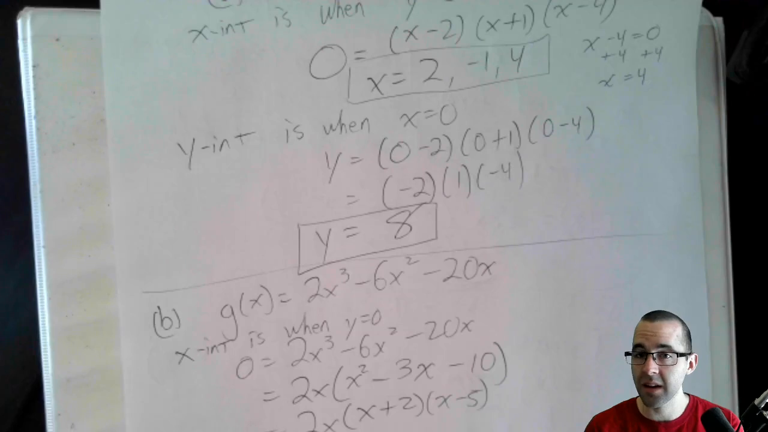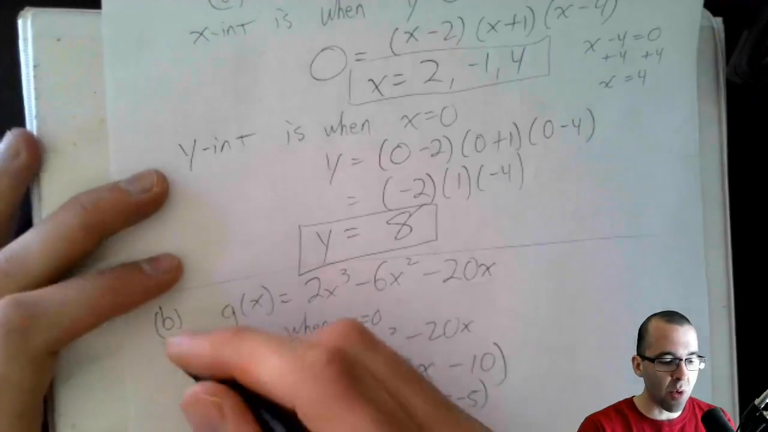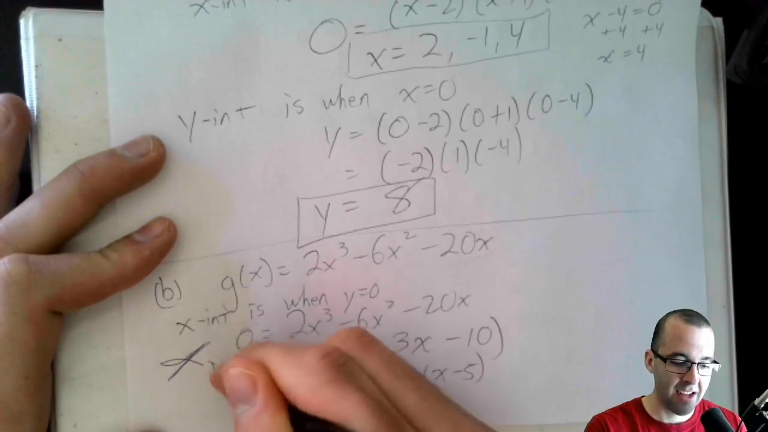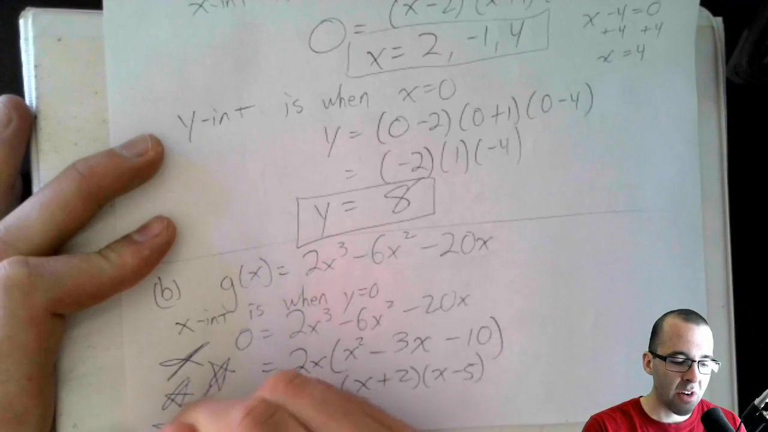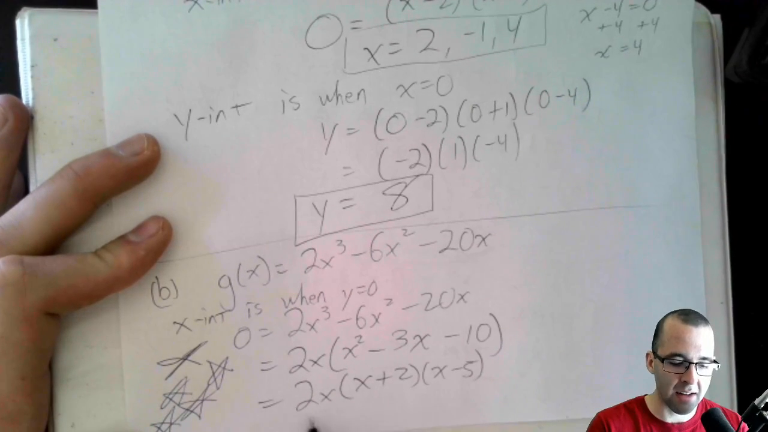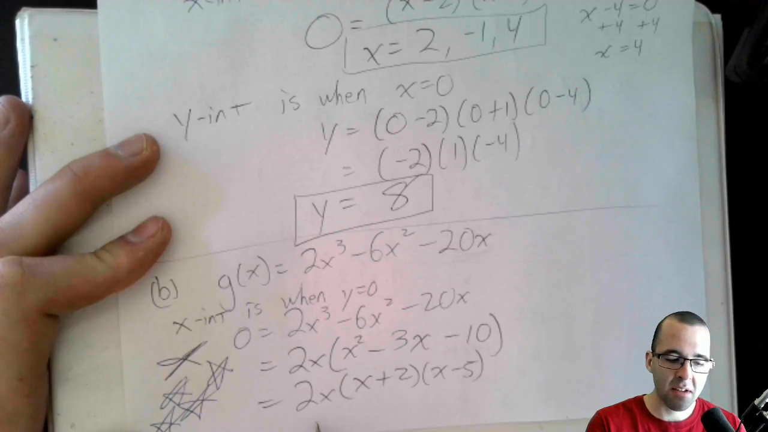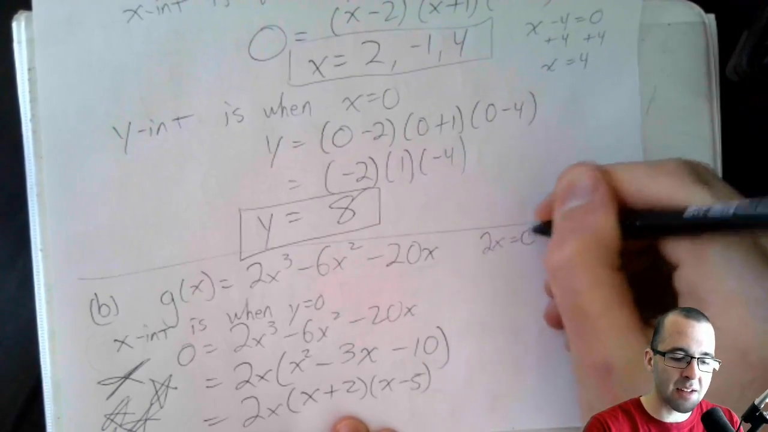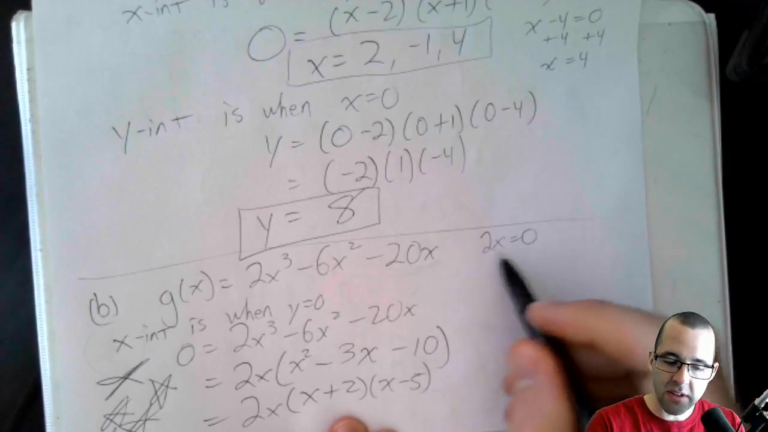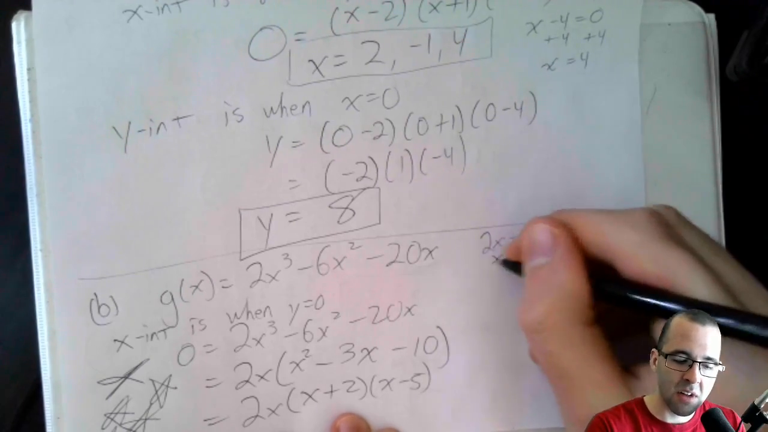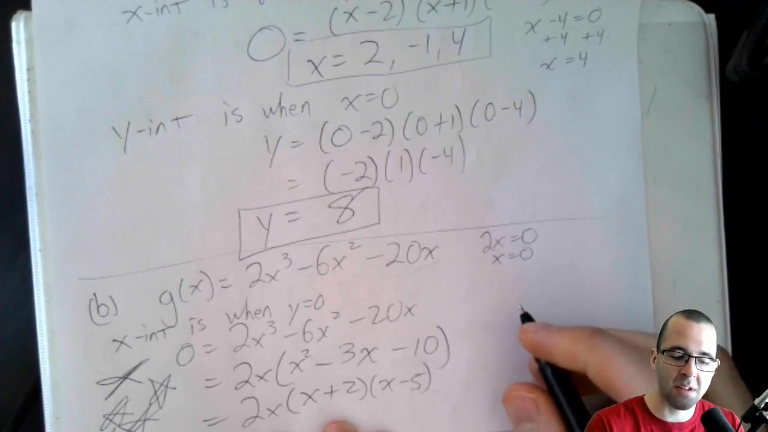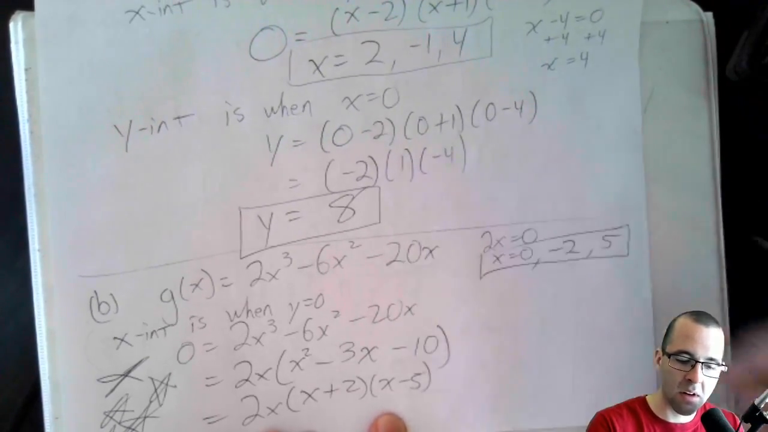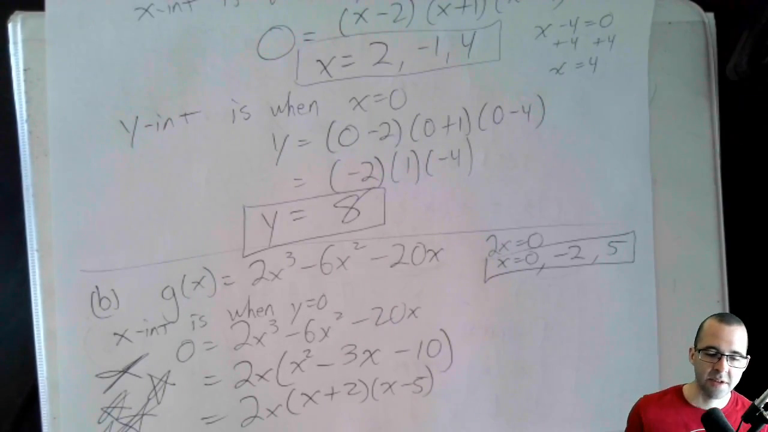But be very careful, by the way. I'm going to warn you now. Be very careful right here, because a lot of people don't know what to do with this x. Use the principle of zero products, right? This is true when this term equals zero, when 2x equals zero. There is a solution for this. Divide both sides by 2, and you get x equals zero. So that's one of our answers. And then again, just like before, x is negative 2 and positive 5. So just be careful with that first term.